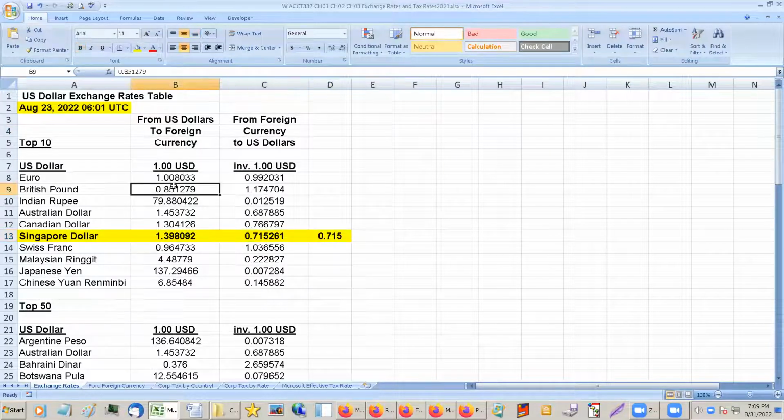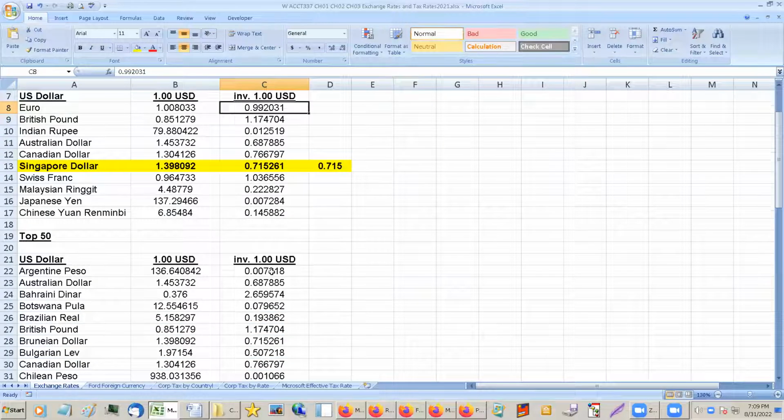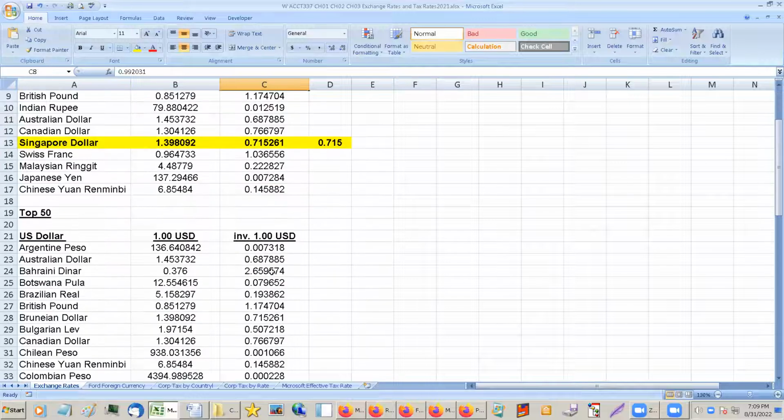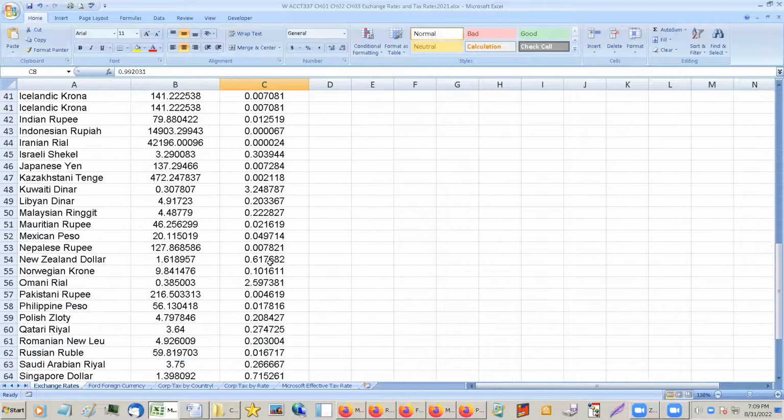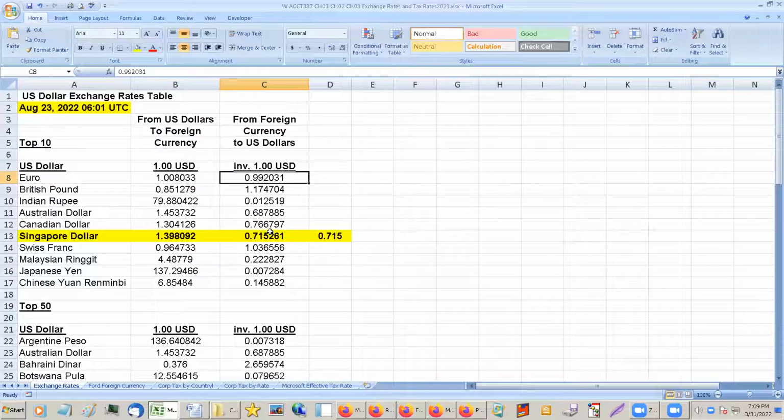So the exchange rates, they change all the time. A lot of times these will change daily. Here's the top 50, and there's all kinds of sites that have these up. The exchange rates are sometimes called the spot rates. These are the different amounts of foreign currency exchange rates.